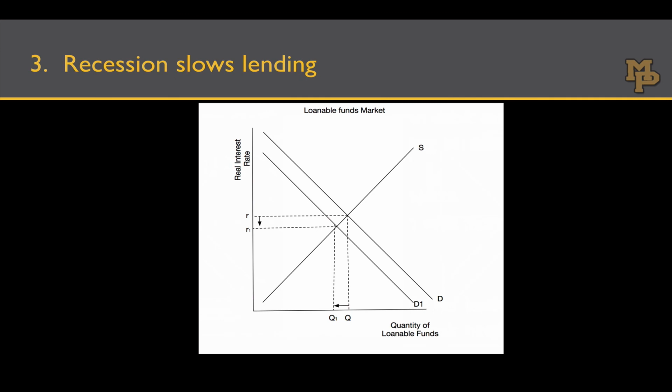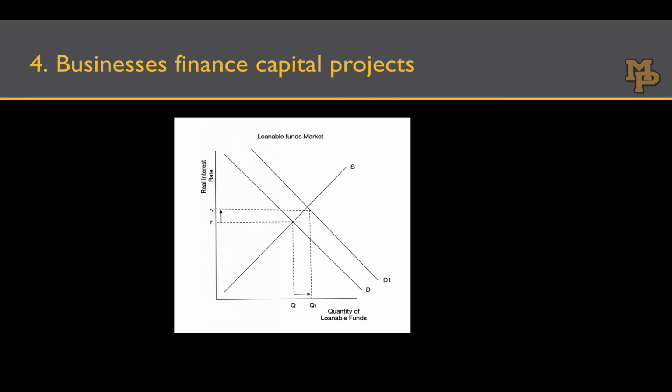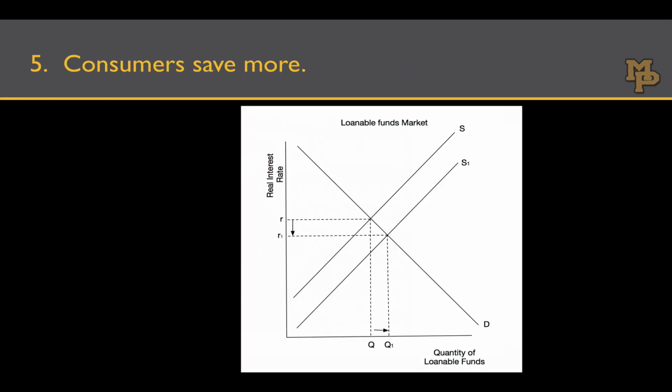Here, if a recession slows lending, that is because consumers and businesses are unwilling to borrow for capital improvements during a recession, and that's going to lead to a decrease in demand. That drop in interest rate, of course, will make the banks less willing to loan out money. If businesses finance capital projects, that's going to increase demand. So this will be when times are good, when we're experiencing an inflationary cycle. Businesses are more likely to finance capital projects. They feel like they're going to see a bigger real return, and that's going to increase demand for those businesses.